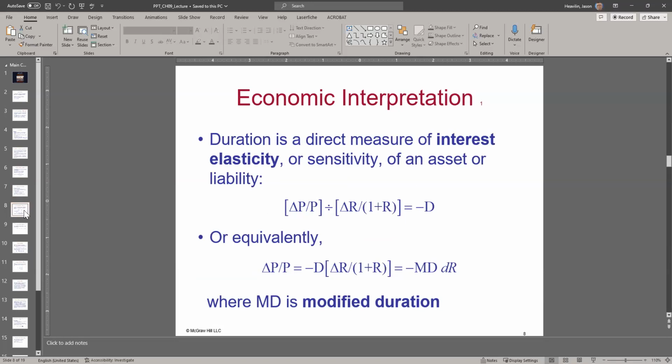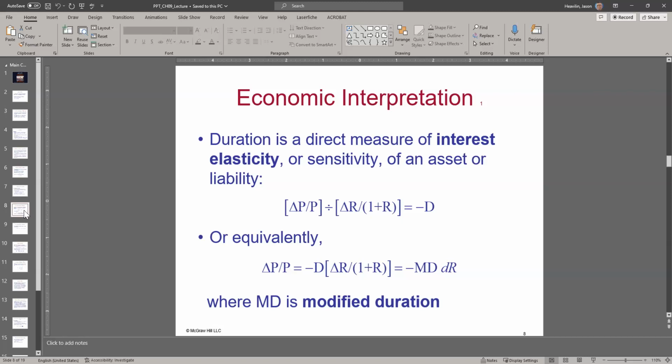Now, what is duration measuring? We use it to measure the price change, how the price changes according to the changes in interest rate, and at what rate it changes. So that's a form of elasticity. And that's what we mean by a direct measure of interest elasticity or sensitivity of an asset or liability. So there are a couple of ways to understand how duration works.